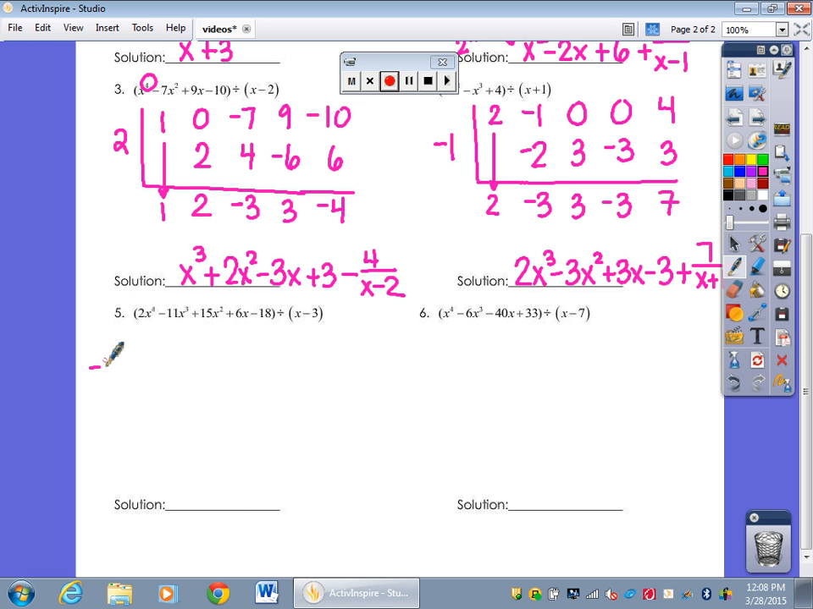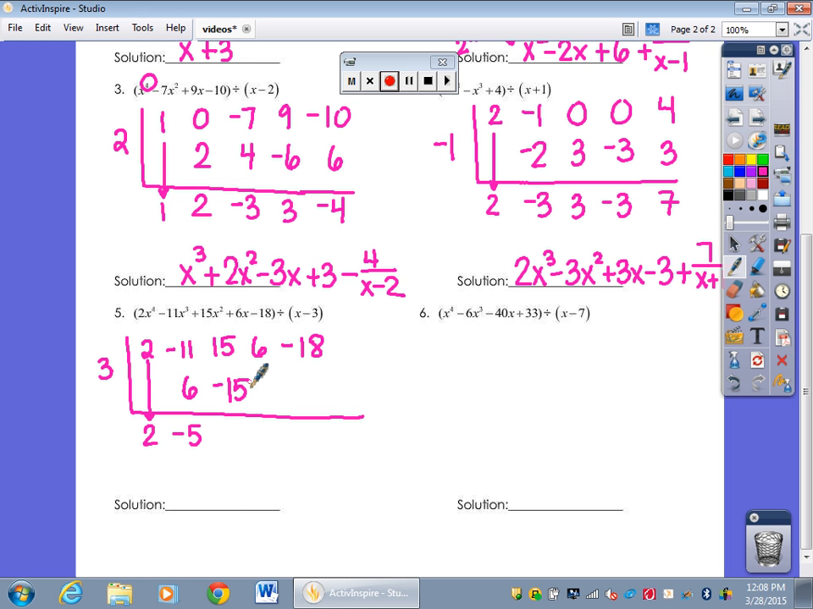Okay, x minus 3, we're going to use positive 3 on the outside. And we've got 2, negative 11, 15, 6, and negative 18. Here's an example where all of the terms were there. We didn't have to use any zeros. Bring the 2 down. That's 2 times 3 is 6. It's negative 5 when you add. This is negative 15. That's 0 when you add. That's 0 here, because 0 times 3 is 0. Add it to 6, and that's 6. And then 6 times 3 is 18. Add it to negative 18, and you have 0.